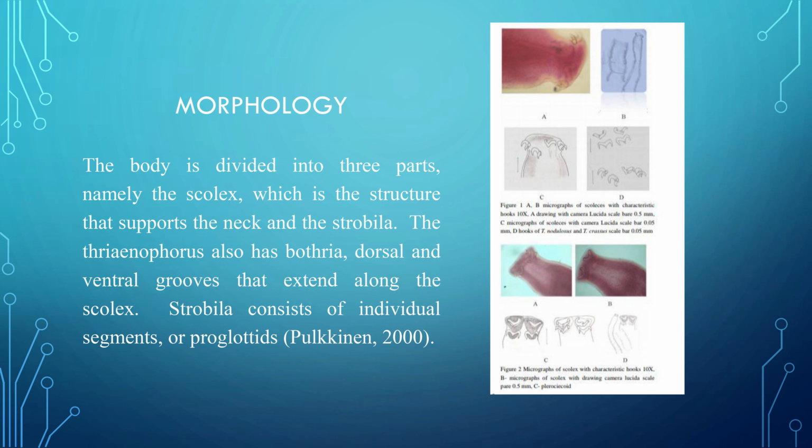Triaenophorus is larger and thicker than similar tapeworms in its class. The body is divided into three parts, namely the scolex, the neck, which is the structure that supports the scolex, and the strobila. Triaenophorus also has dorsal and ventral grooves that extend along the scolex. The strobila consists of individually segmented proglottids.